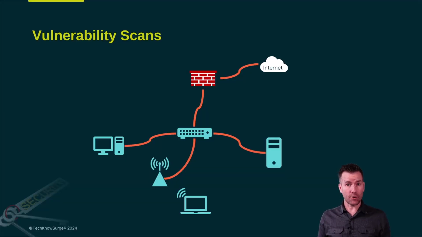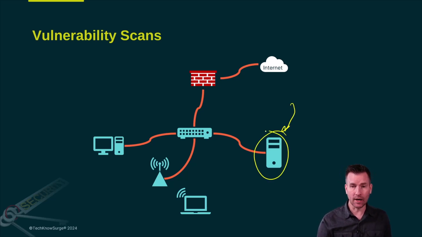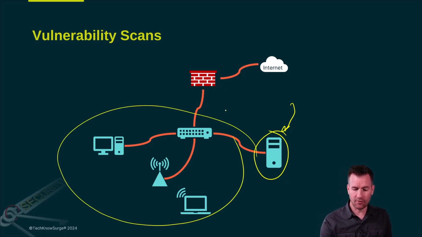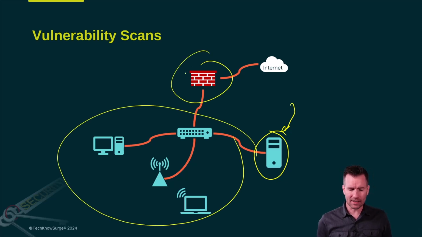There are a lot of different approaches to vulnerability scanning. One of the ways is we can install vulnerability scanning software somewhere on our network. It would do a scan of the network and discover a bunch of the devices that are on our network, and then scan those devices for vulnerabilities.